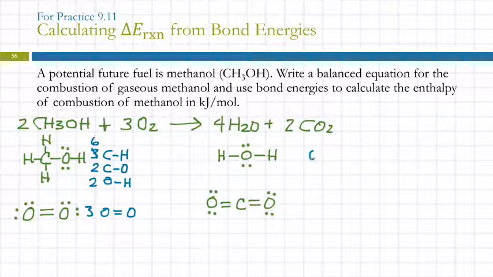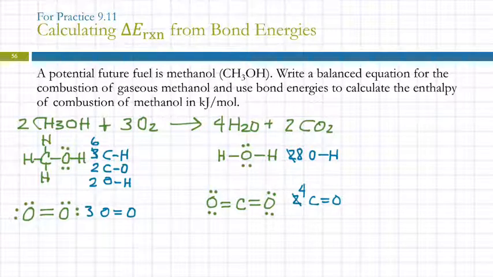So for water, we're making oxygen-hydrogen bonds. We're making 2 of those for every water, and a carbon-oxygen double bond for the CO2, and there's 2 of these bonds in this one molecule. We've got 4 water molecules, though, that we're making. So we actually have 8 oxygen-hydrogen bonds, and we're making 2 carbon dioxides, so we're actually making 4 of those bonds. You okay with this?